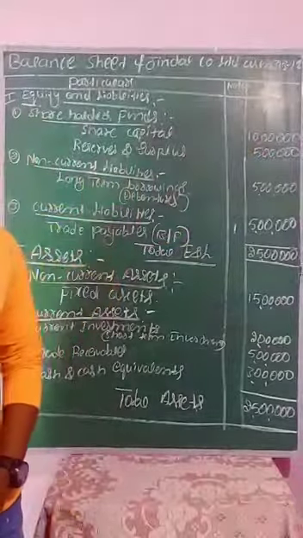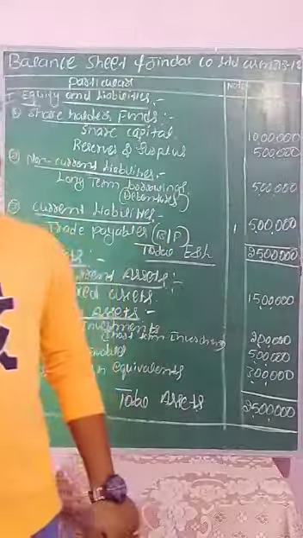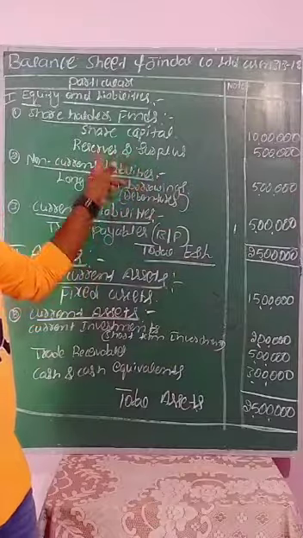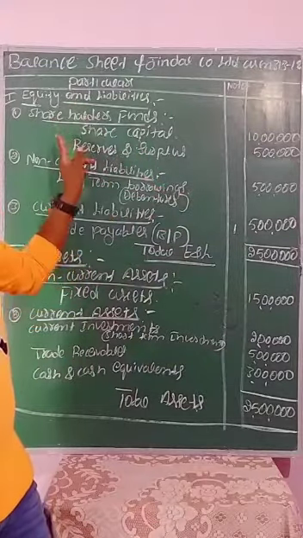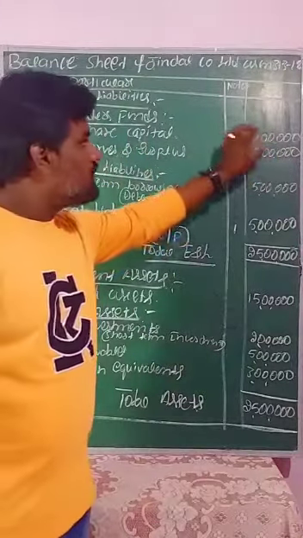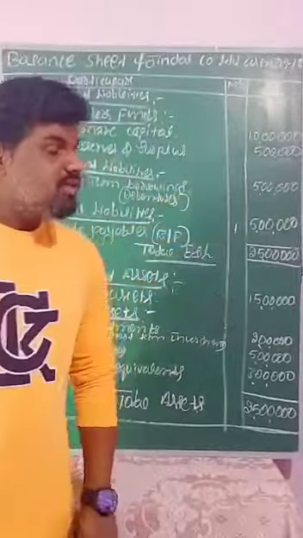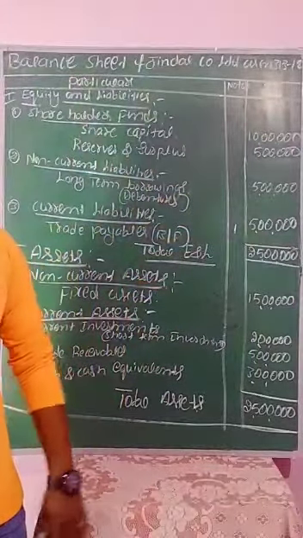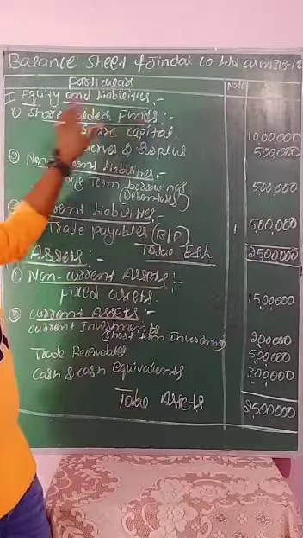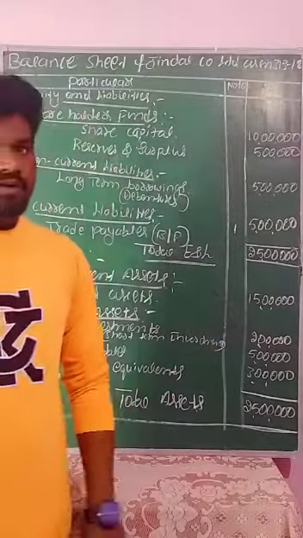The second item is reserves and surplus, right? Reserves and surplus you can also record under this headline, 5 lakhs rupees. So here the total is 15 lakhs rupees. This is related to shareholder funds, the first headline.